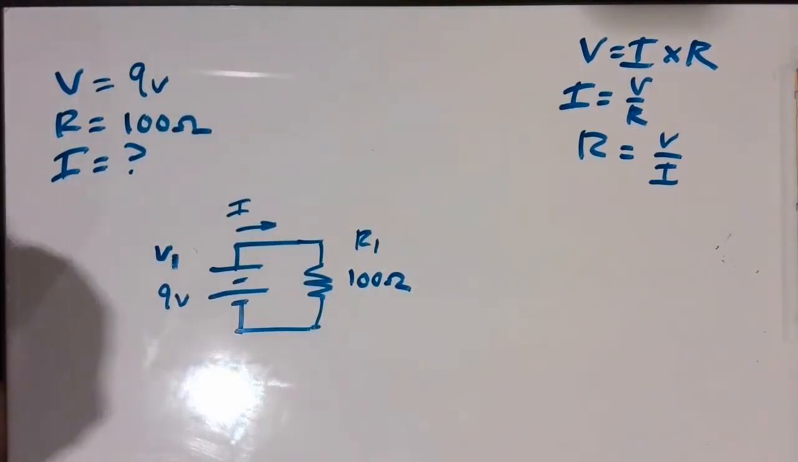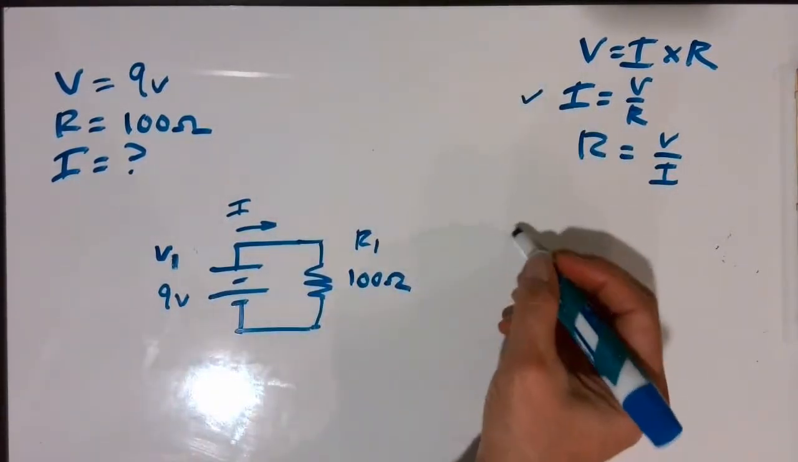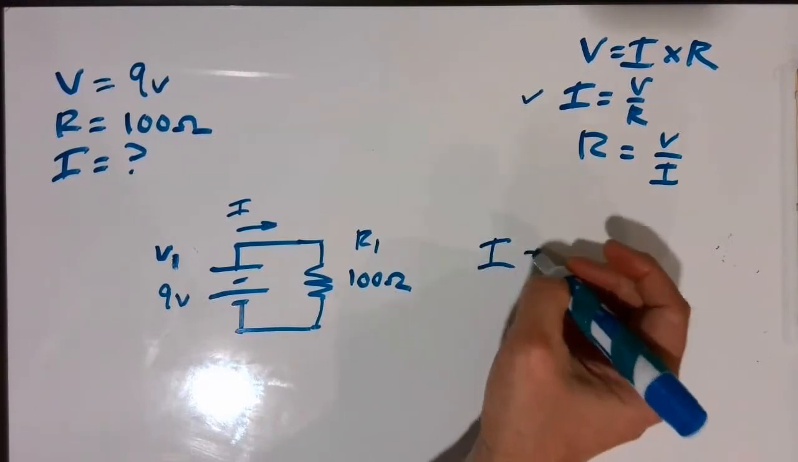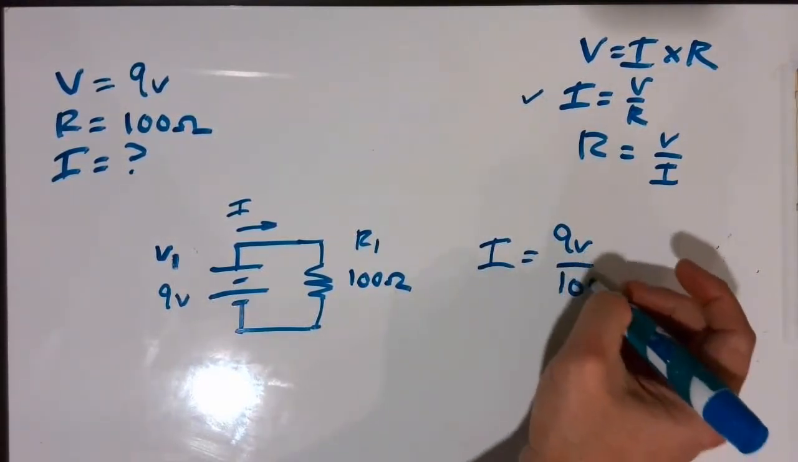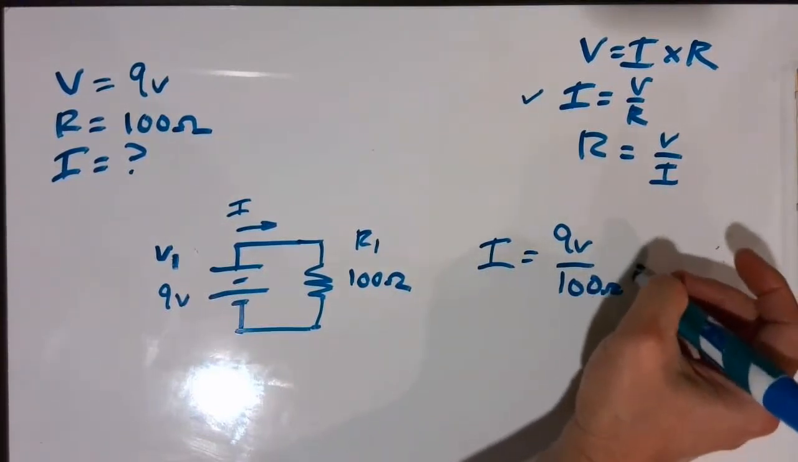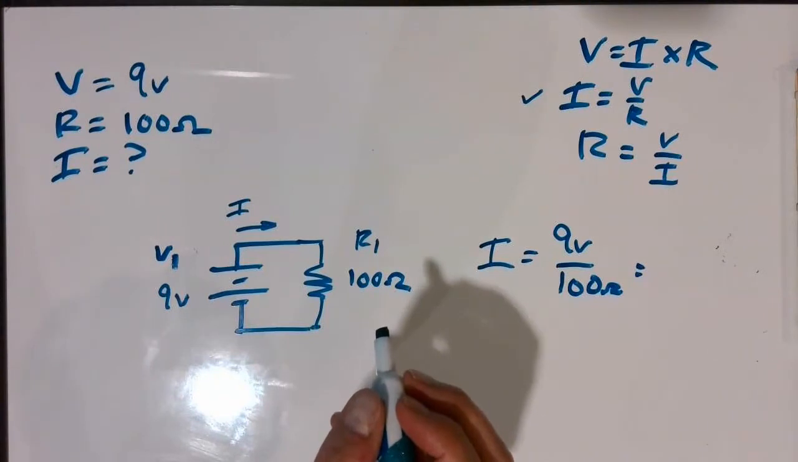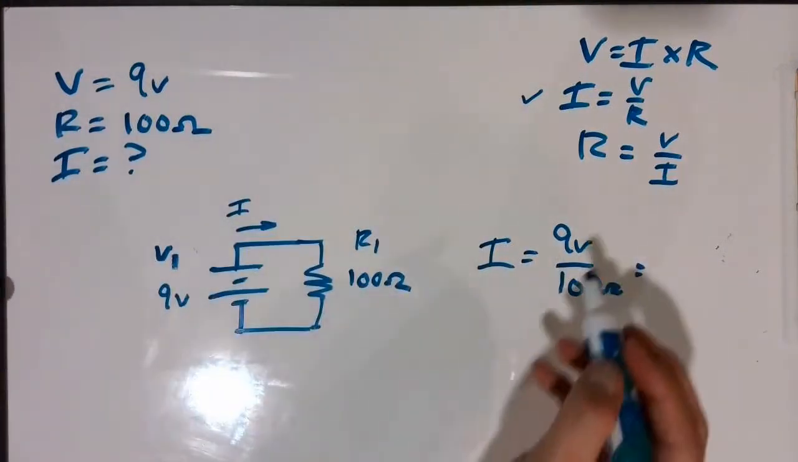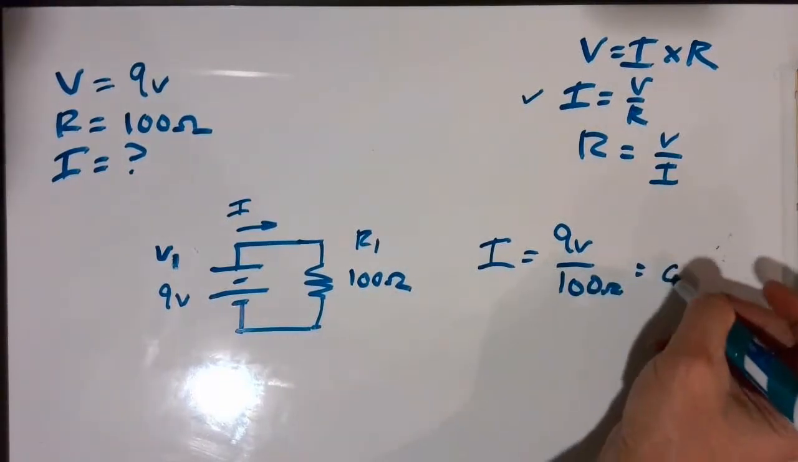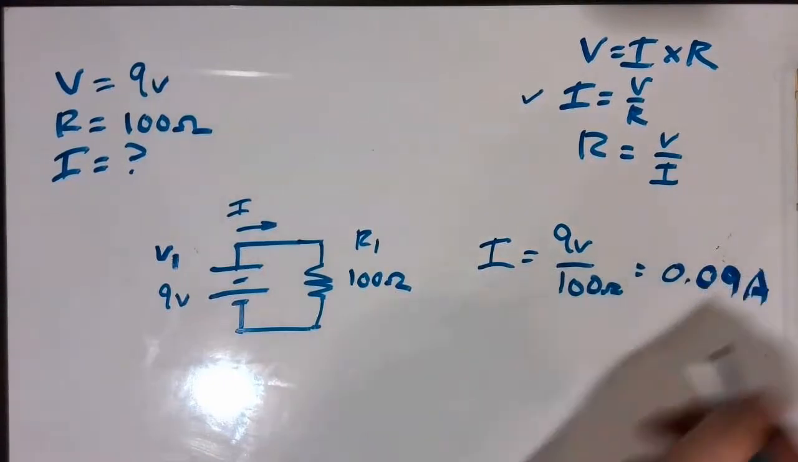So again, we're going to use the second formula here, I equals V over R. And we're going to write it out. I equals 9 volts divided by 100 ohms. And if we solve for that, we get a value of 0.09 amps.